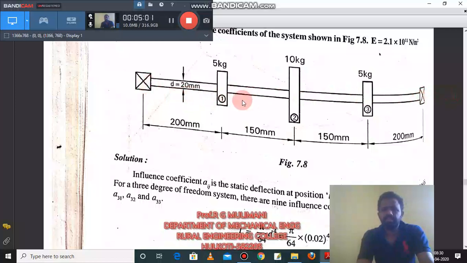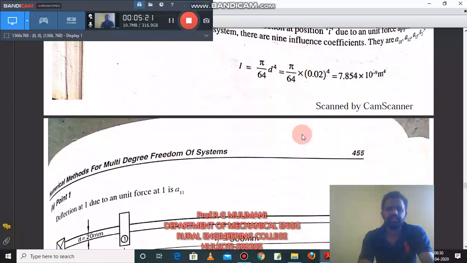These two supports, it has 3 masses. 3 masses means it is a 3 degree of freedom system, so 3 square number of influence coefficients, so 9 number of influence coefficients. The section is circular, so to find the I value, that is the moment of inertia, pi by 64 d raised to 4 is used.